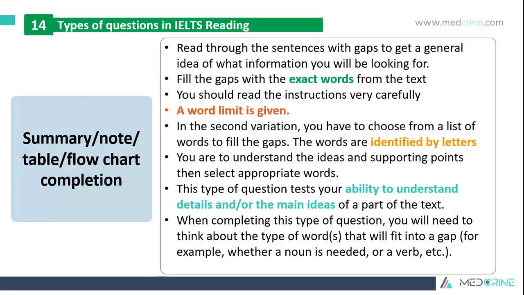And in the second variation, you have to choose from a list of words to fill the gaps. The words are identified by letters, and you are supposed to key in or write down the letters in your answer sheet. You are expected to understand the ideas and the supporting points, then select the appropriate words. So in this type of question, you are assessed on your ability to understand details and all the main ideas of the part of a text. When completing this type of question, you will need to think about the type of words that will fit into the gap. For example, whether the word will be a noun or an adjective or a verb.